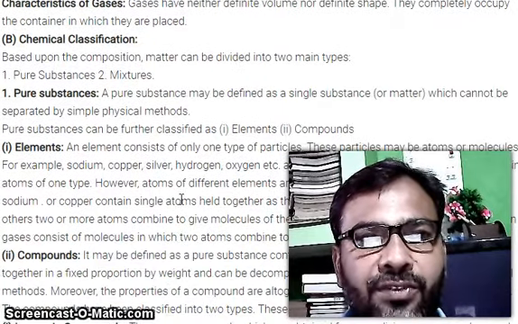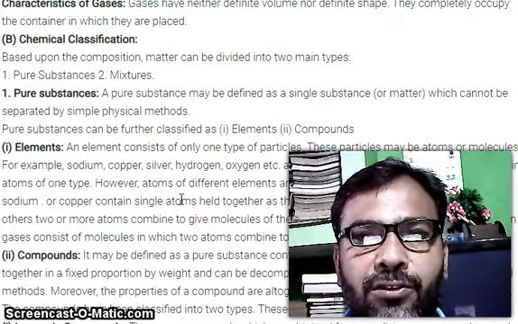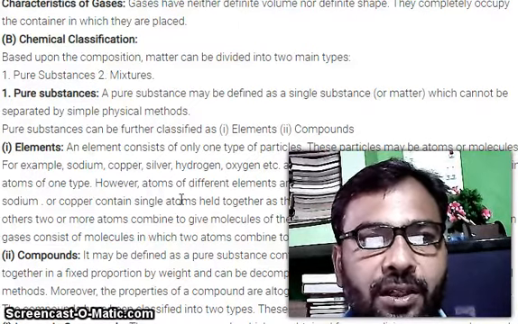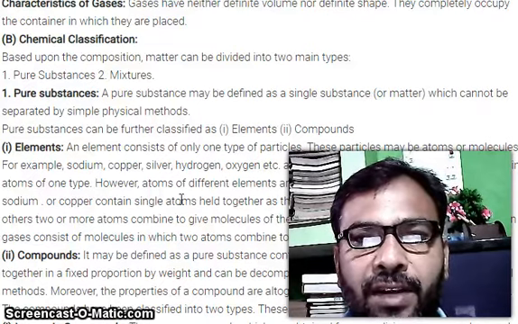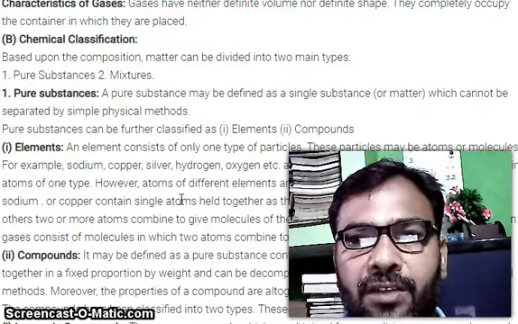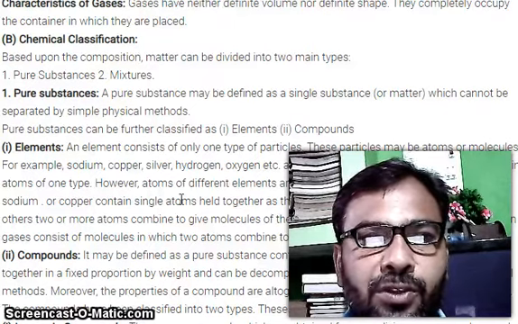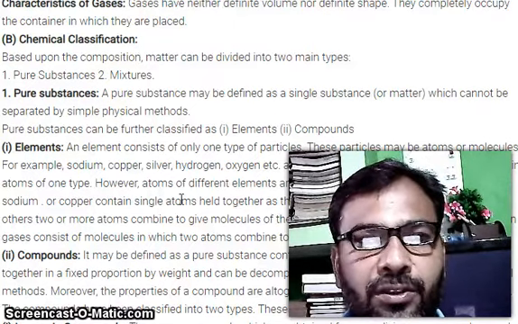Now, chemical classification. Based upon the composition, matter can be divided into two main types: pure substances and mixtures. What is a pure substance? A pure substance may be defined as a single substance which cannot be separated by simple physical methods. Pure substances can be further classified as elements and compounds.